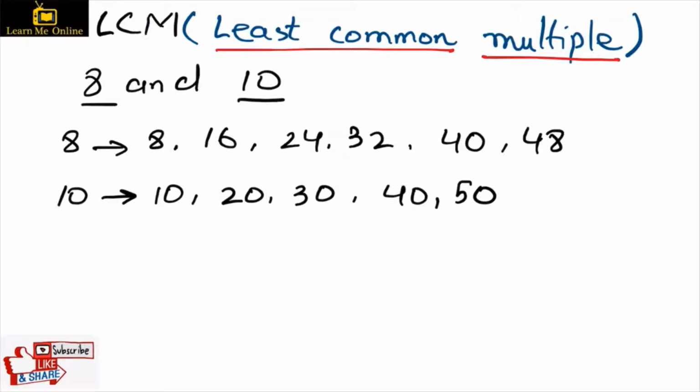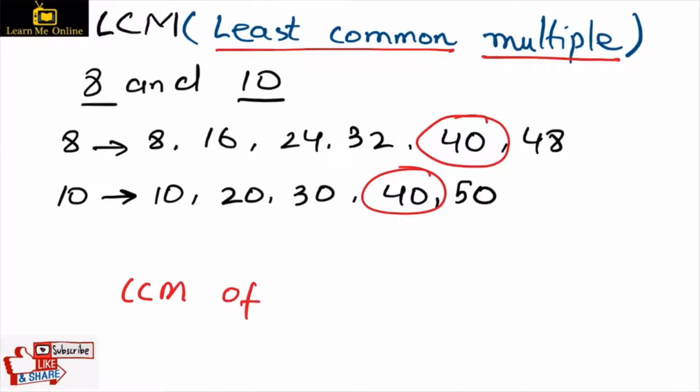Now in the list of the multiples, we see which one is the least common multiple. Clearly we can see that 40 is the least common multiple between 8 and 10, and we're going to write it down. The least common multiple of 8 and 10 is 40. Going to the next example now.